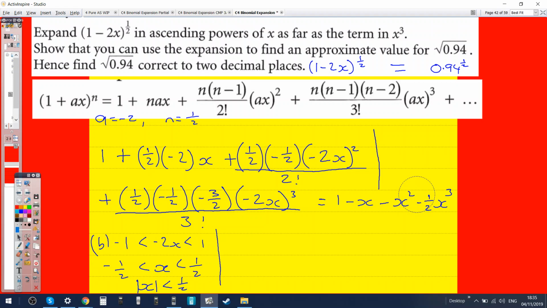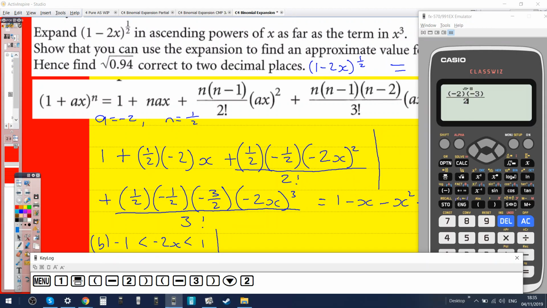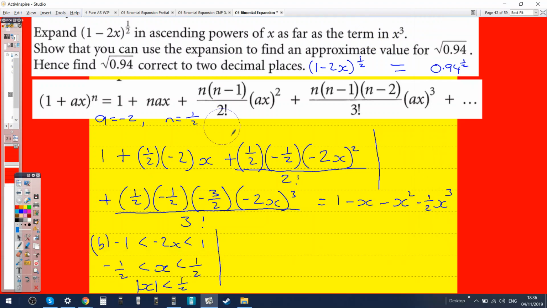Okay. And so what do you get for that? 1 minus 2x to the half. You can eliminate the halves from both sides, or you can just solve it in the calculator. I know which one I prefer. So I get 0.03, which is x. Okay, x equals 0.03. And what's next?